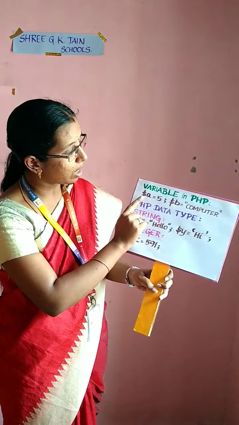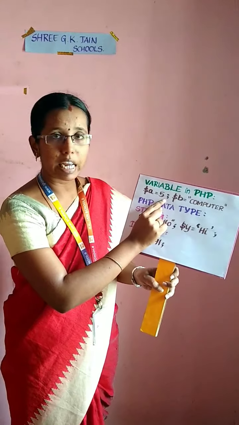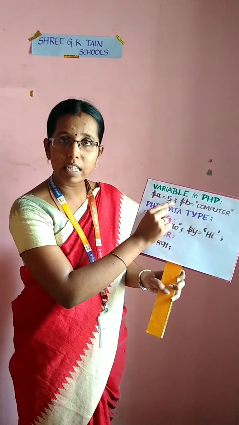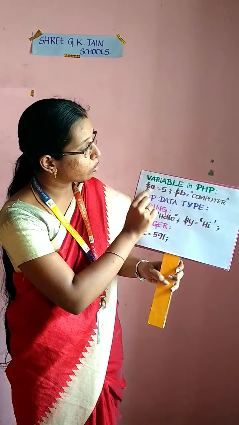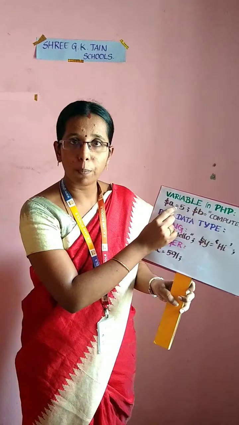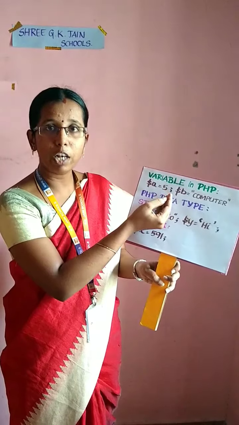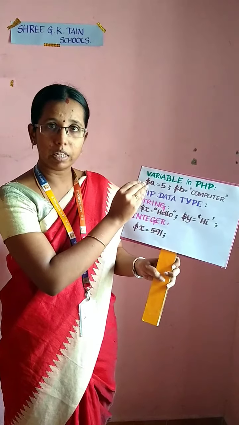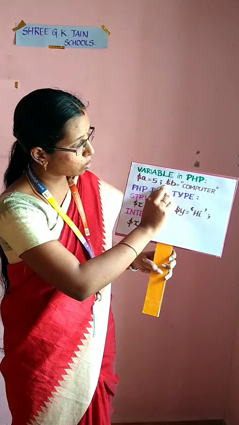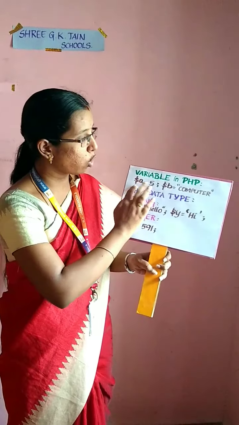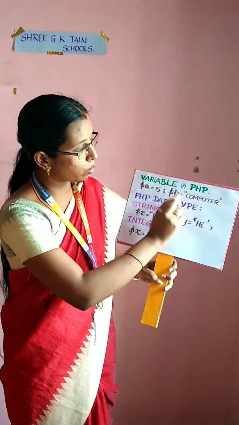I am giving the example here: $A = 5; with the semicolon. Every statement will end with a semicolon, and that semicolon indicates that the statement has ended. And you have to use the assignment operator, equal to. That operator will initialize the variable name with whatever value you are giving. Here I am giving the example $A = 5, $B = computer. So these two are variables that have the value 5 for A and computer for B.